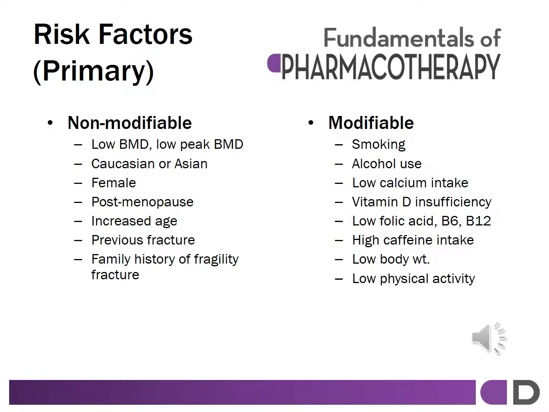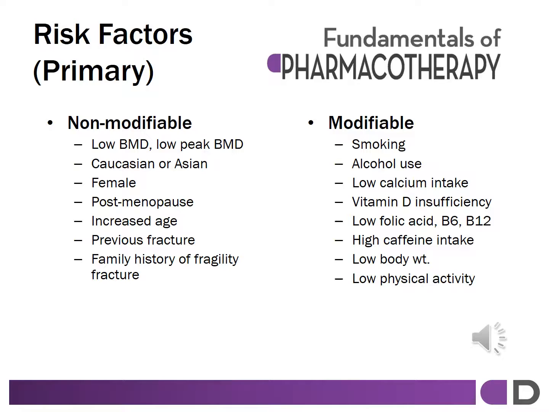Risk factors for primary osteoporosis can be broken down into non-modifiable and modifiable risk factors. For non-modifiable risk factors, there are some things about yourself that you just cannot change. For example, if you are an older postmenopausal Caucasian woman, you can't change the fact that you're going to have some of those risk factors. Being postmenopausal is a risk factor because bone loss accelerates after menopause due to the decreased estrogen levels.